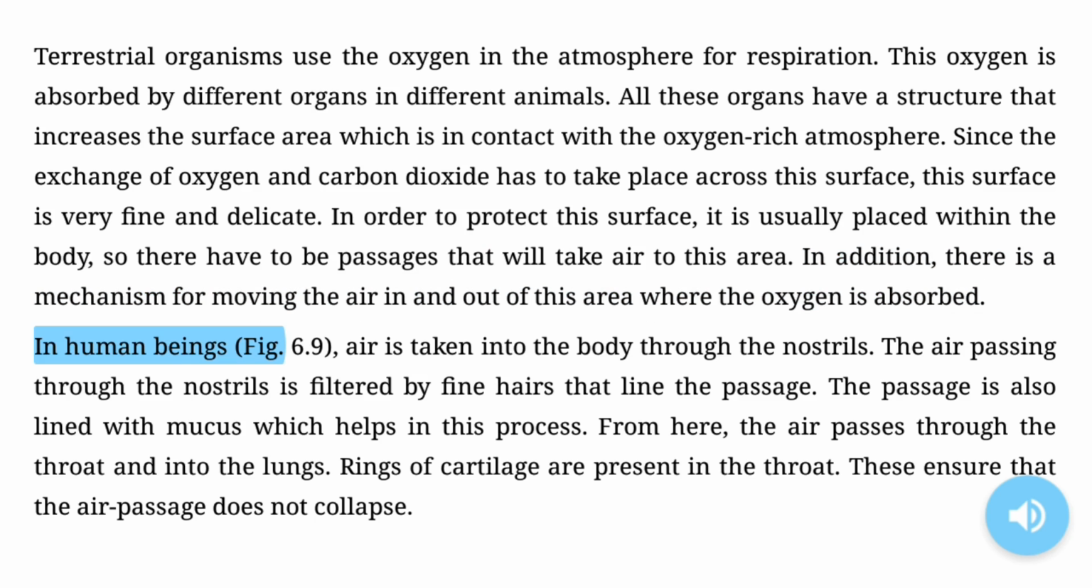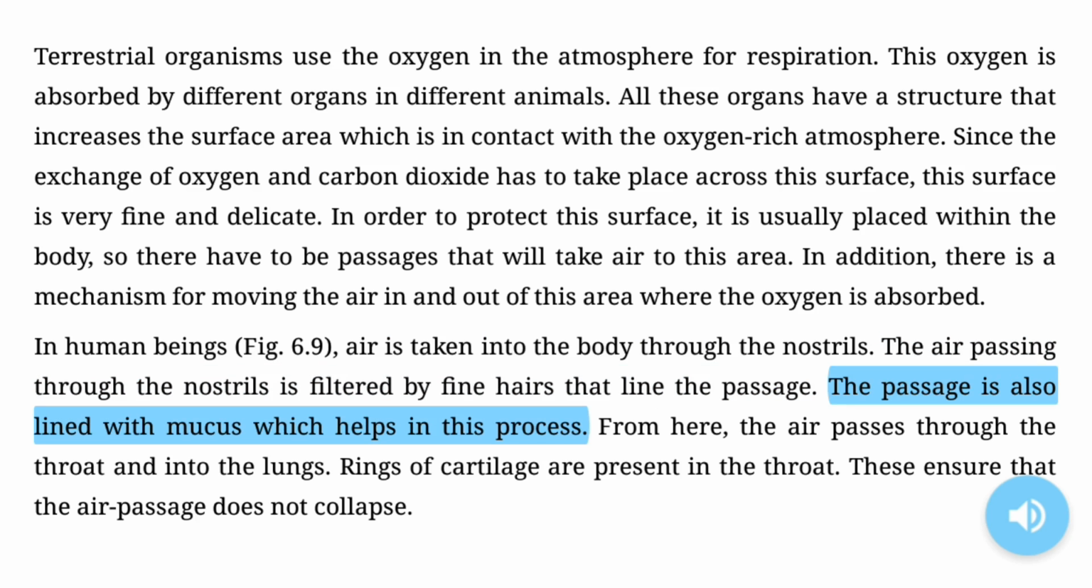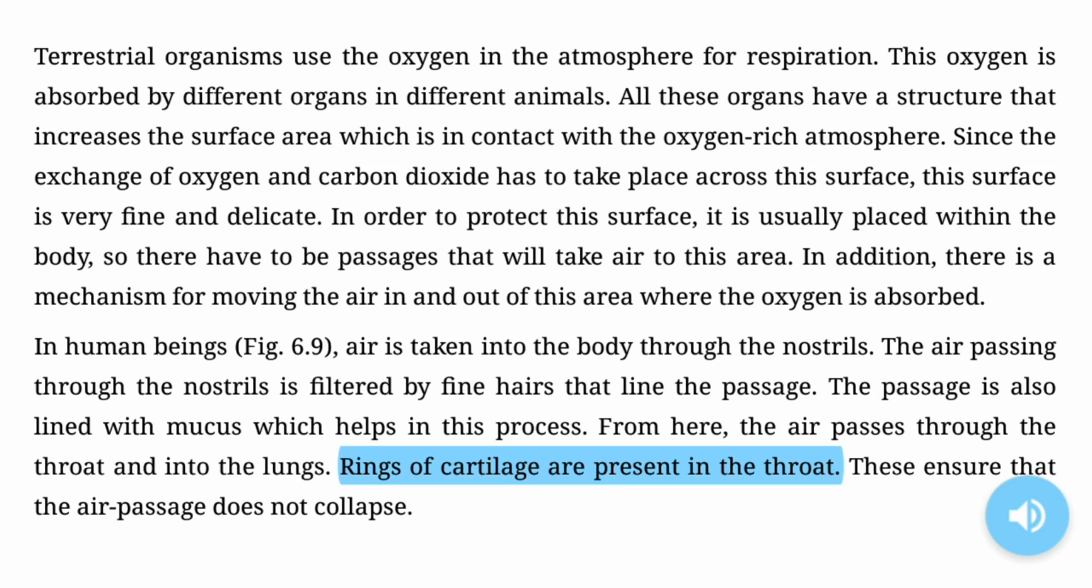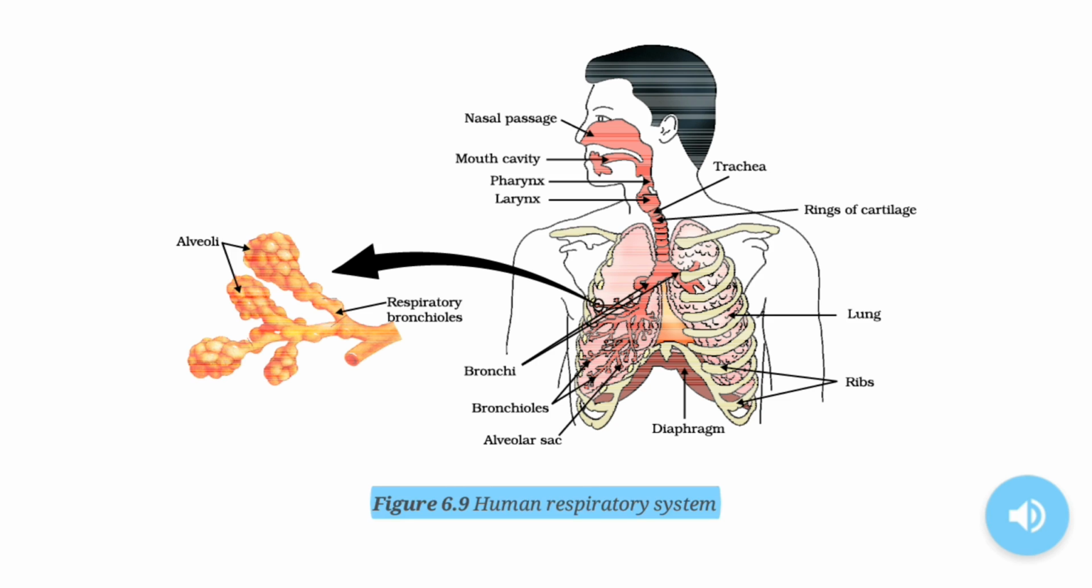In human beings, Fig. 6.9, air is taken into the body through the nostrils. The air passing through the nostrils is filtered by fine hairs that line the passage. The passage is also lined with mucus, which helps in this process. From here, the air passes through the throat and into the lungs. Rings of cartilage are present in the throat. These ensure that the air passage does not collapse. Figure 6.9. Human respiratory system.